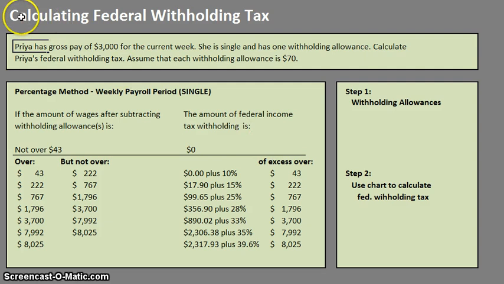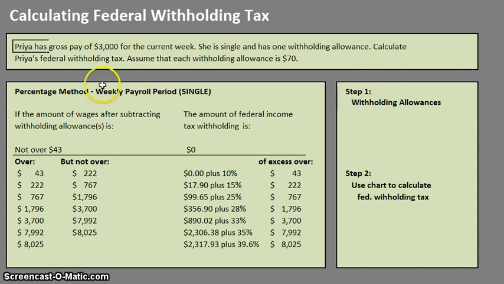Today we will be going over calculating federal withholding tax. Your textbook might refer to this as federal income tax, federal income withholding tax, but essentially this is the amount that the federal government kind of expects you to have to pay at the end of the year.